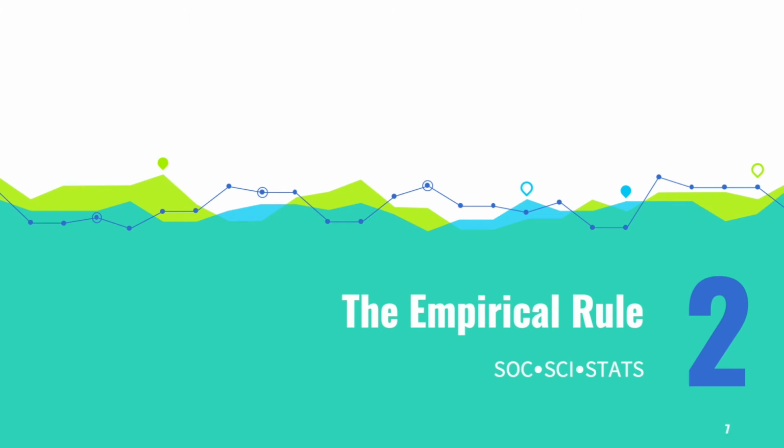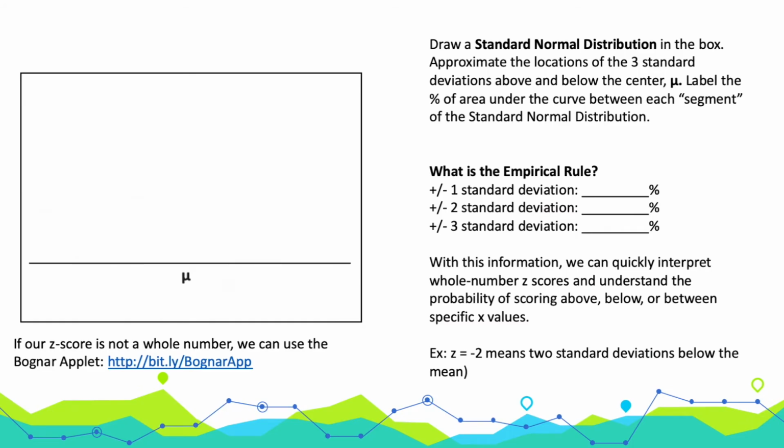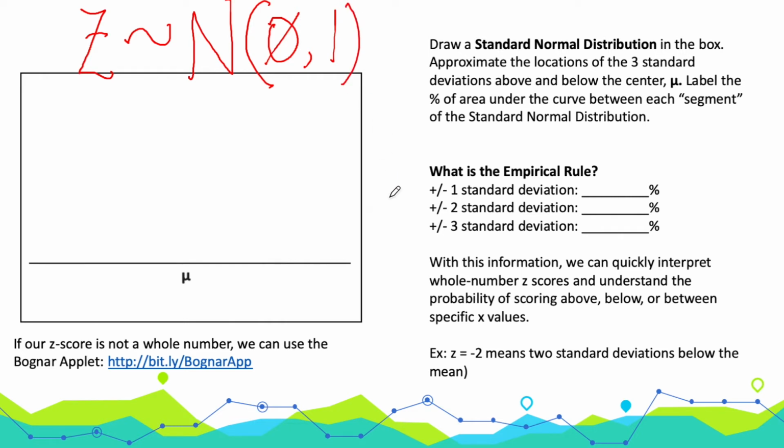Let's do some in-depth review of the empirical rule and how it works. So first, let's draw a standard normal distribution in the box. And we're going to approximate the locations of the 3 standard deviations above and below the center mu. So again, remember, the standard normal distribution is the one we mathematically notate as follows. It's the distribution of all z-scores, so we write capital Z, which approximates a normal distribution, capital N, and we're going to center that distribution at the mean 0, and we're going to scale that distribution, or in other words, stretch or squish it, so that each unit is equal to 1 standard deviation.